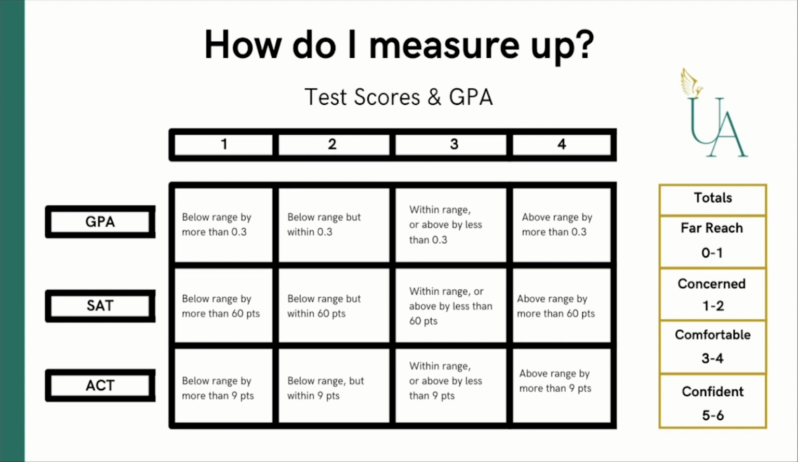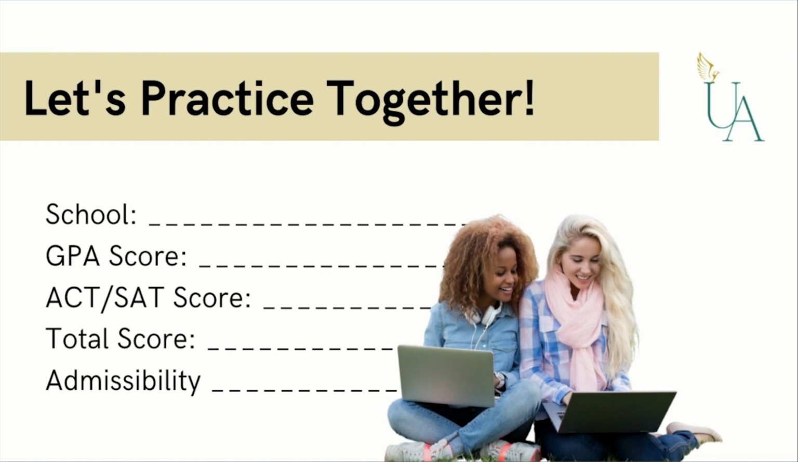So again, why don't you do this for every single school? Pause if you need to, and let's kind of see where you are. So for each one, you're going to put the school in your workbook, your GPA, your test score, the total score, and the admissibility. So once you have that, if you go back to that first slide that we had, you should have a balanced list. If you have too many concerned and not enough comfortable, we want to add some schools. It doesn't even mean you have to take schools away. It just means you want to add it to have it nice and balanced.